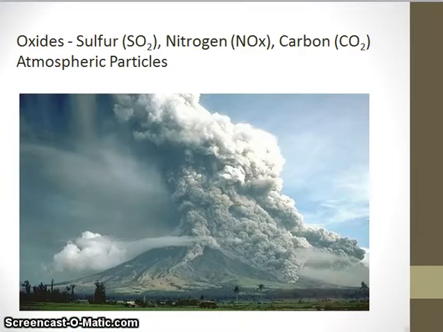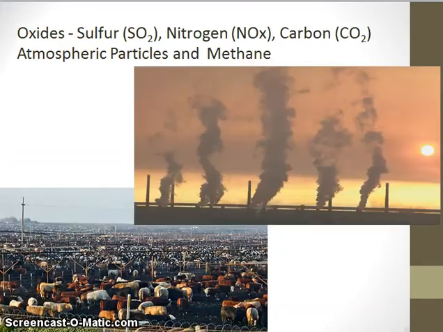Now, there are natural causes for increased carbon dioxide and other gases in the air, and a great example is a volcanic explosion in the Philippines, which put huge plumes of atmospheric particles, carbon dioxide, and sulfur into the atmosphere. The other cause is human-introduced pollutants or atmospheric particles in the form of feedlots or factories.